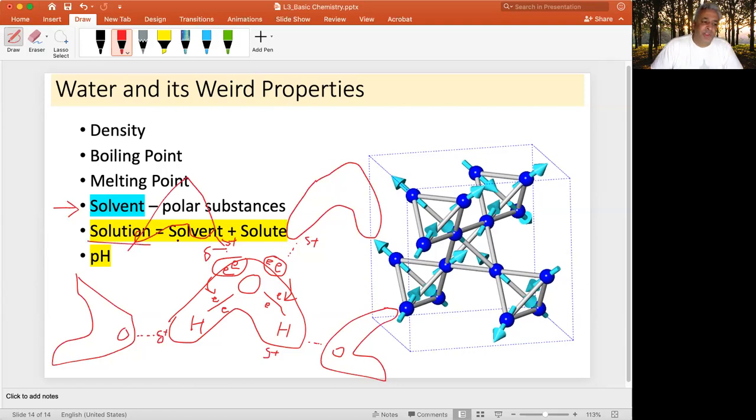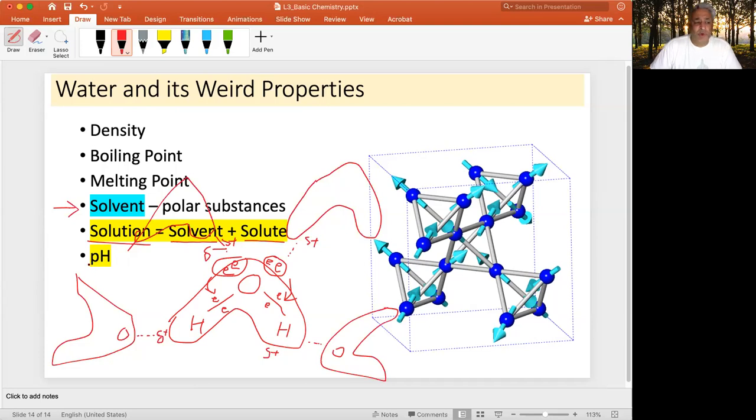A solution is nothing more than a solvent, water, plus something dissolved in it, like sodium chloride. So that's how you get salt water, right? The solvent doesn't have to be water, but in most living things it is. So water is a universal component of living things on this planet. It may be on other planets that may have life, who knows?